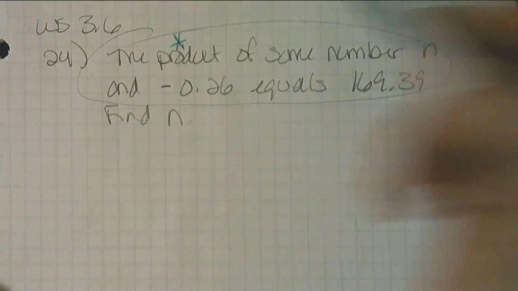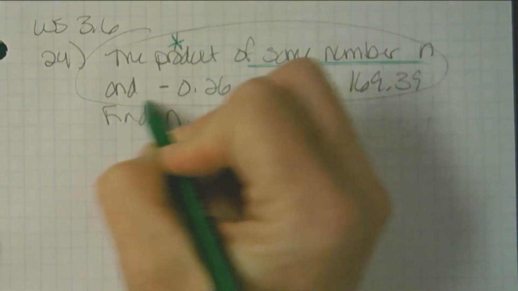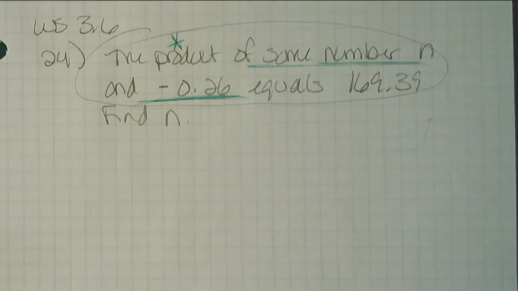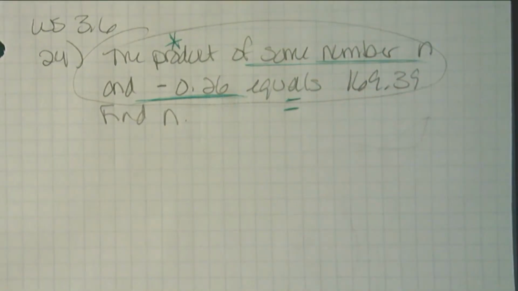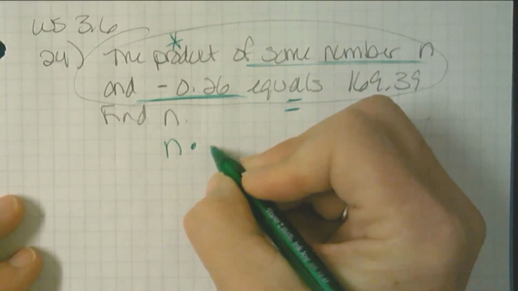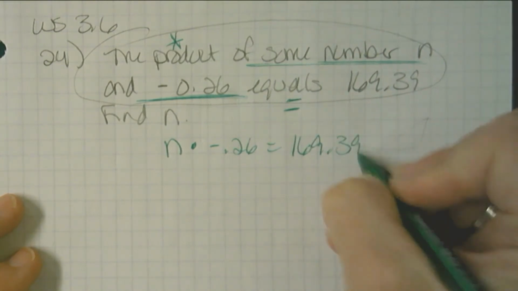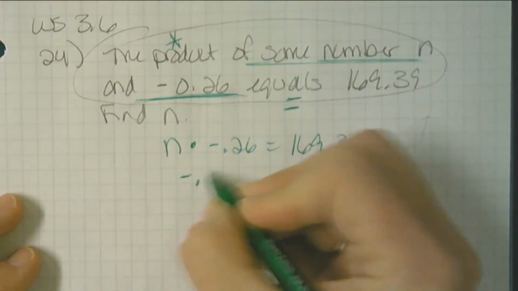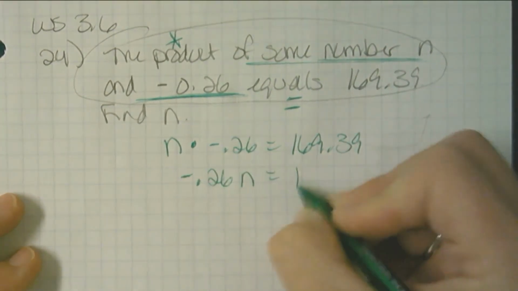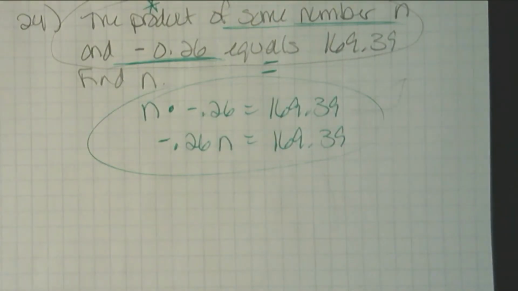Okay, product means multiplication. It's the multiplication of some number and negative 0.26, because here's my equal sign. So if I was to write this out, I'd have n times negative 0.26 equals 169.39, or I could have written negative 0.26 times n is equal to 169.39. Either one of those is fine with me, and then you would do that division. Does that help you guys?